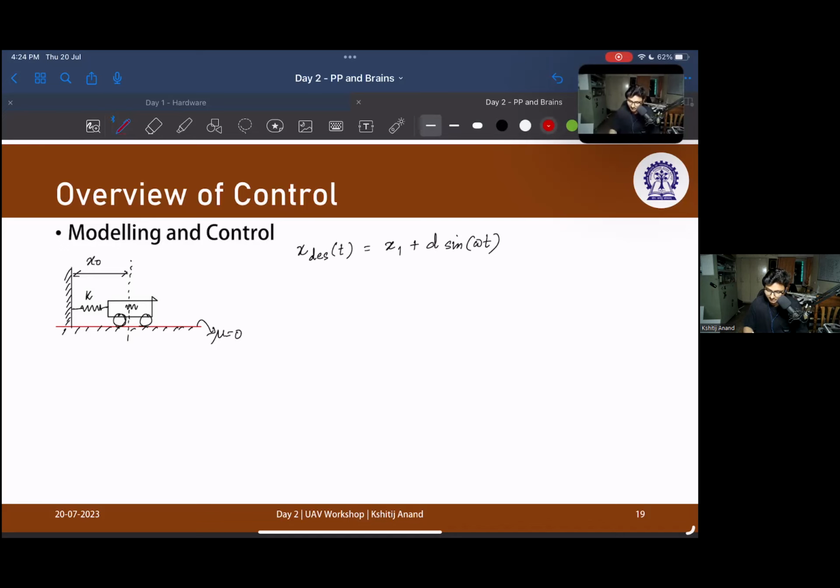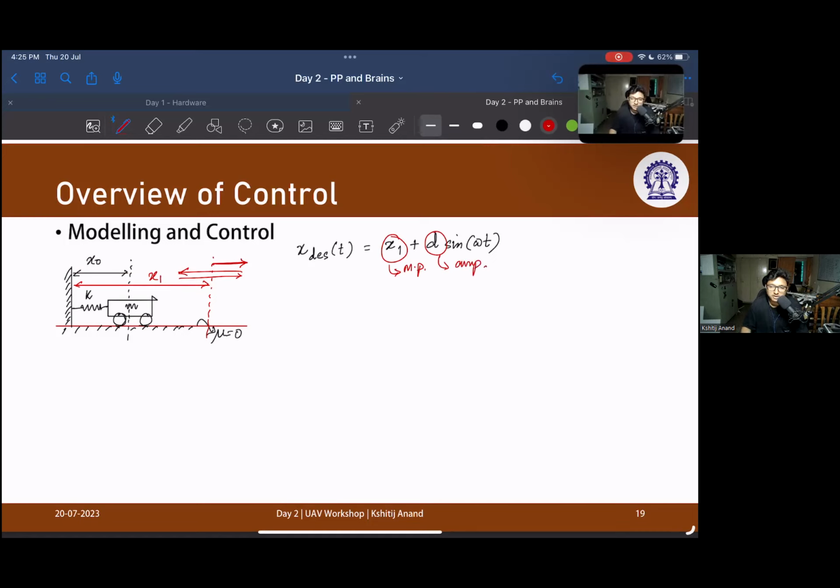There is some point ahead of this X naught, and this is X1. What I'm expecting this cart to do is keep moving, first go forward, then come backward, then again go this way. So I want it to keep oscillating about this mean position X1 with an amplitude D. This is my mean position, and this is my amplitude. I want it to keep doing that.